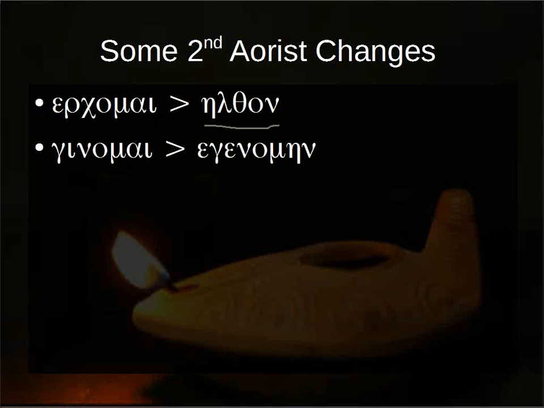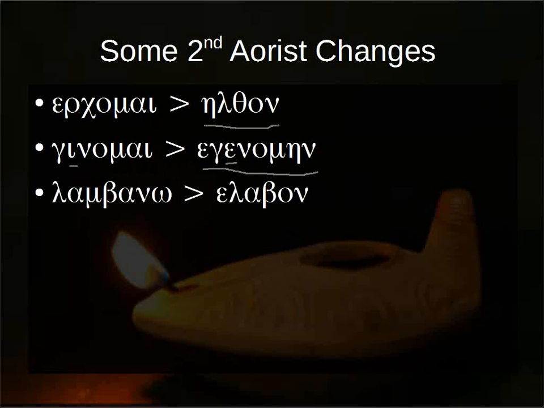Another example is ginomai. Ginomai means to become or to happen or to be. And this here is its second aorist form, egenamein, okay? So maybe not so much of a change. Instead of that iota, we have that epsilon, right? Another example I provide for you, lambano. Lambano is to take or to receive, okay?